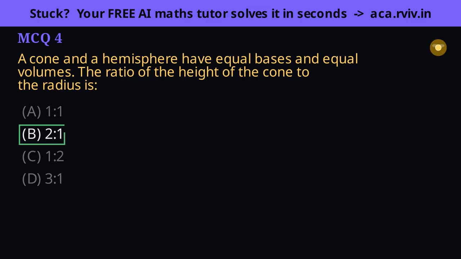Option B. Don't fall for 1 to 2, which is that ratio flipped upside down. Always double check which quantity the question put first.